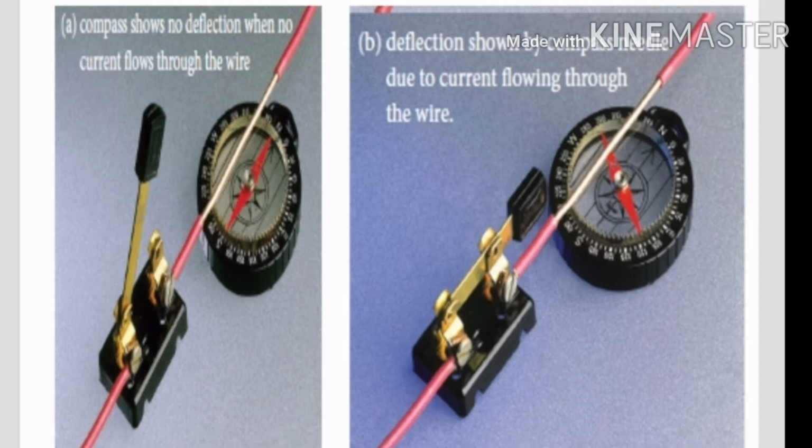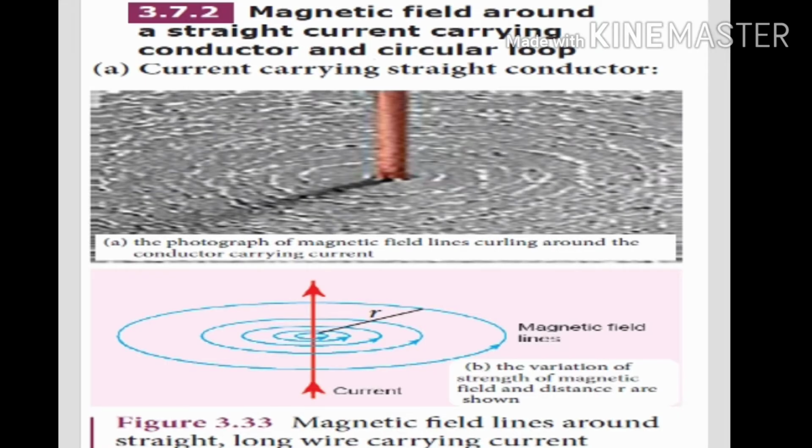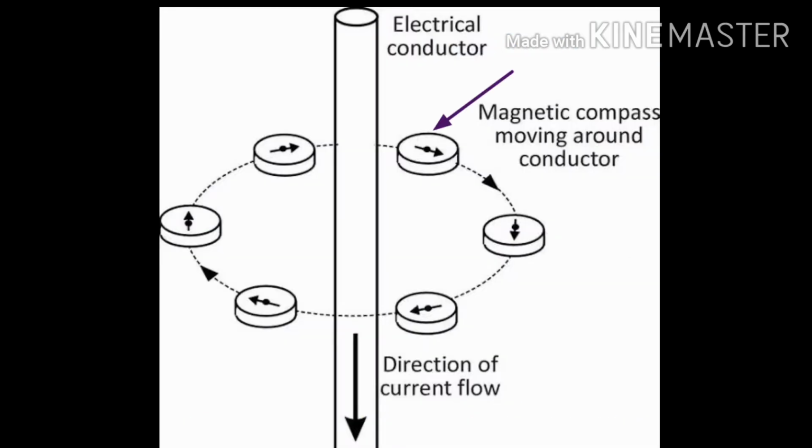This led to the development of the theory of electromagnetism, which unifies the two branches in physics, namely electricity and magnetism. Next one is magnetic field around a straight current carrying conductor and a circular loop. When a magnetic compass is kept near the current carrying straight conductor, the magnetic needle deflects, which indicates that there exists a magnetic field. If we trace the direction shown by the magnetic needle, we can draw the magnetic field lines, which are concentric circles having their center at the axis of the conductor.